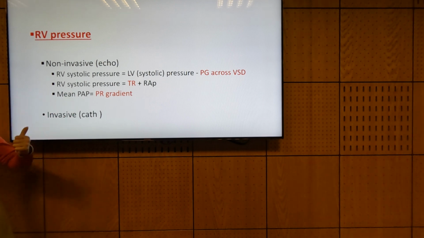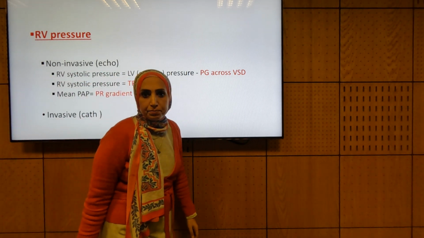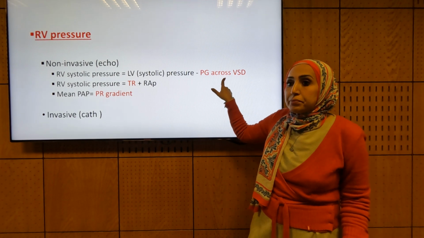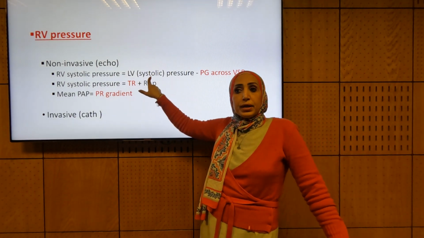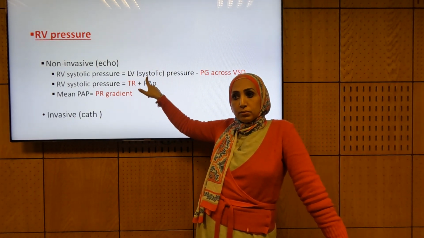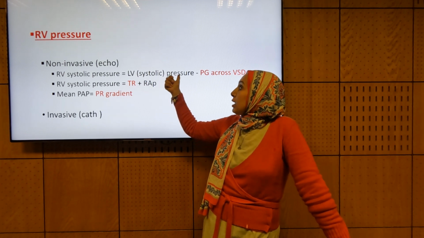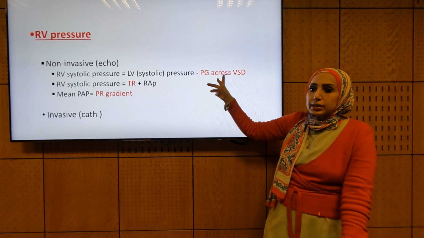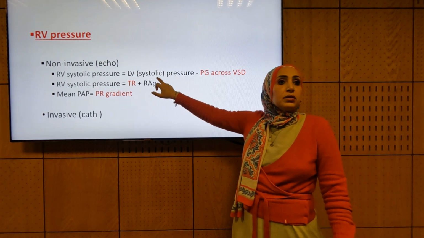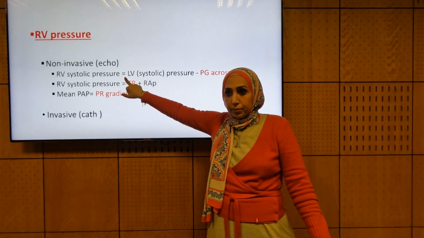So what we do by echo is measure the gradient across the VSD. Okay? And we have the LV pressure from measuring the patient's systolic pressure. And if we subtract the pressure gradient across the VSD from the LV pressure, we have the RV systolic pressure, right?